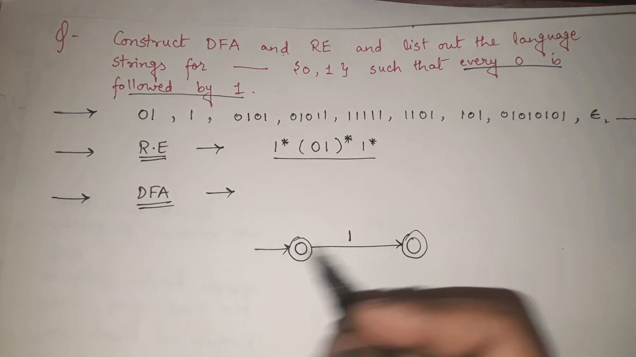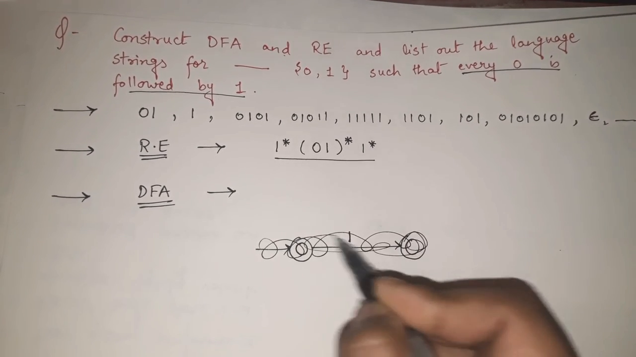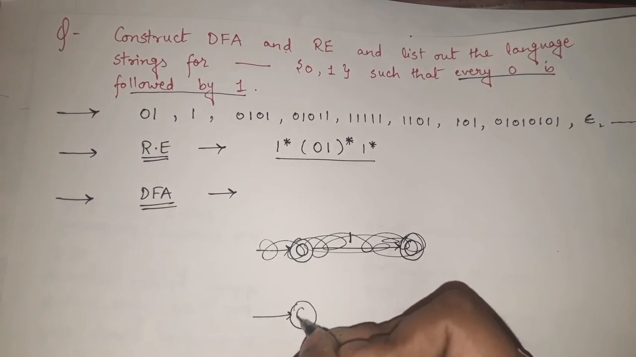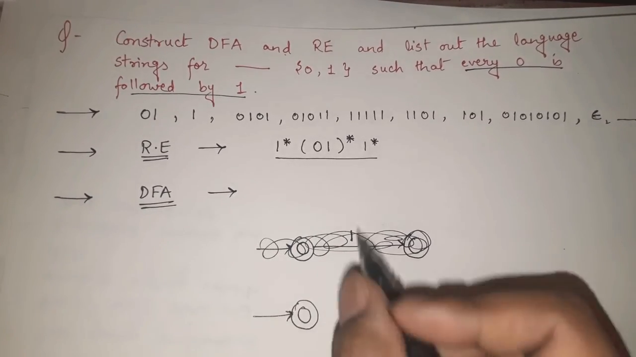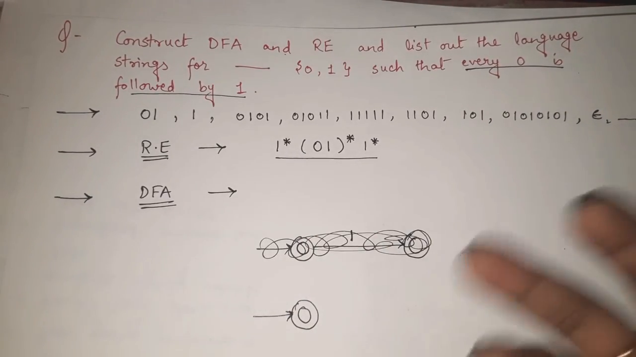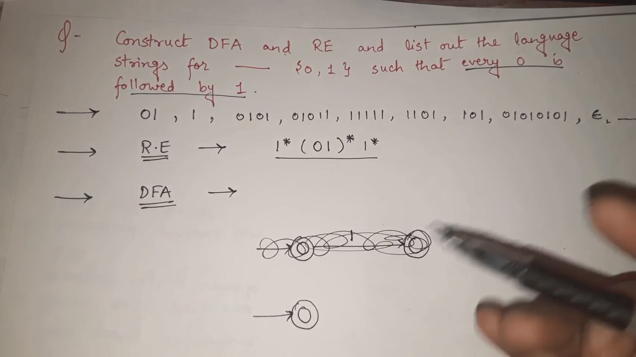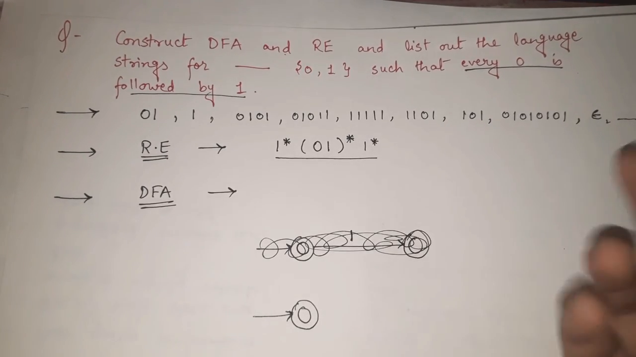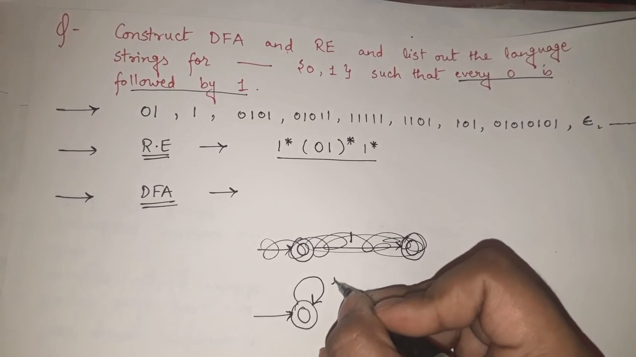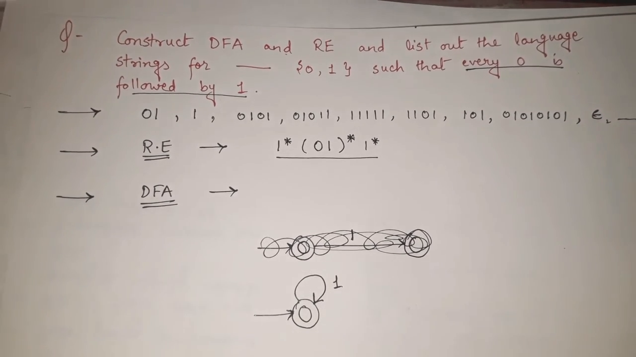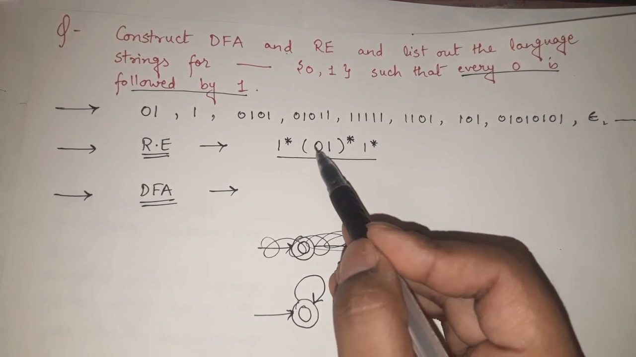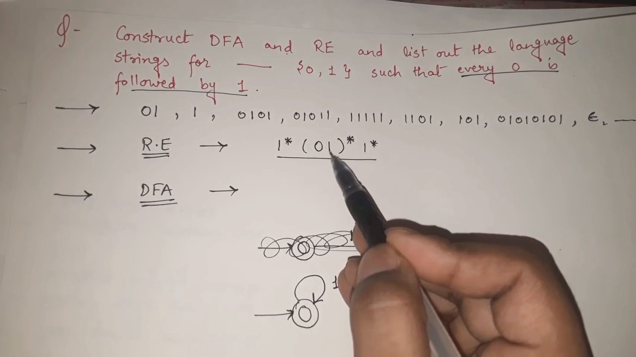First of all, as I told, epsilon is there in my language, so the starting state should be the accepting state. And then 1 star means irrespective of how many 1s I get, it should always be accepted, because there is no condition on 1. Now the only condition is whenever there is a 0, there should be a 1 after that 0.